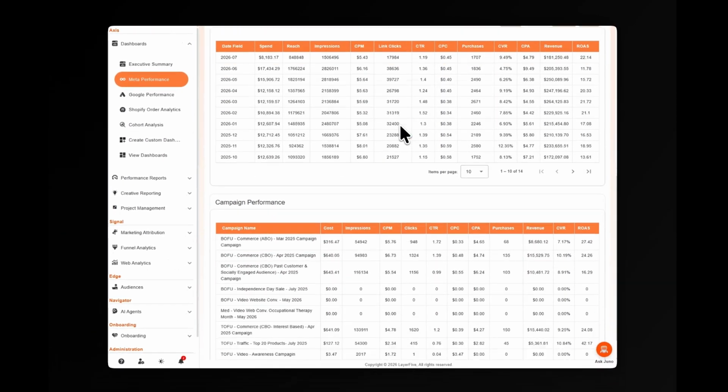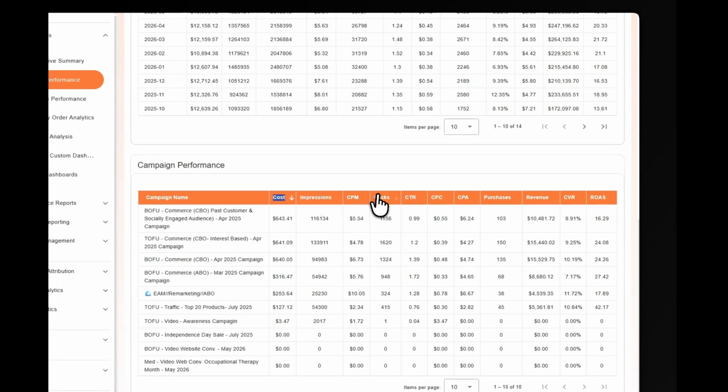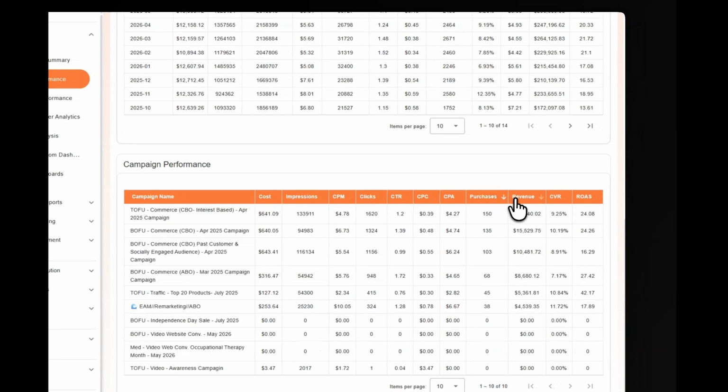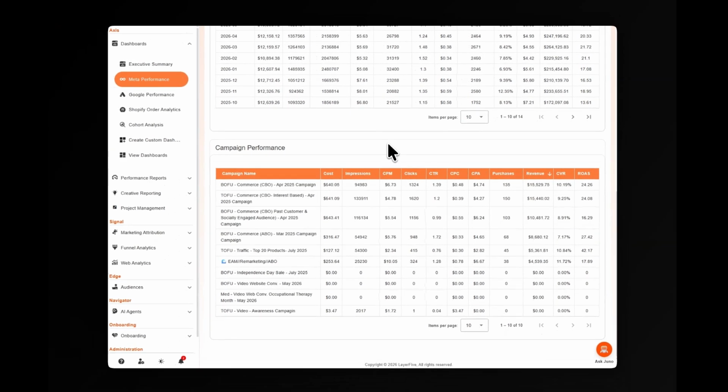The campaign performance table breaks everything down campaign by campaign, sortable across cost, clicks, cost per acquisition, purchases, revenue, and return on ad spend. This is where you find the specific campaign dragging or driving the account after the summary cards told you something changed.